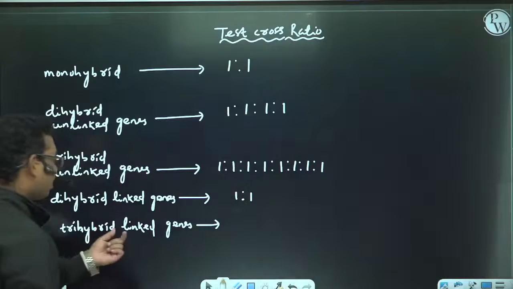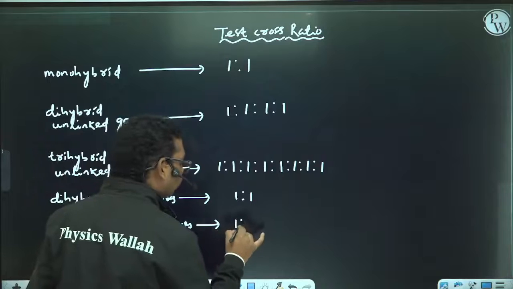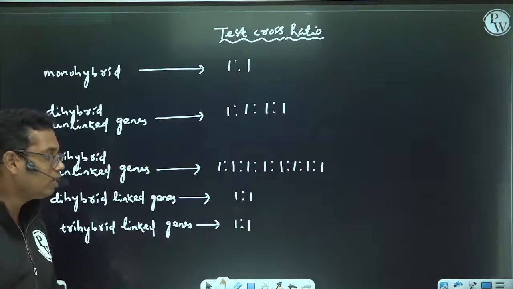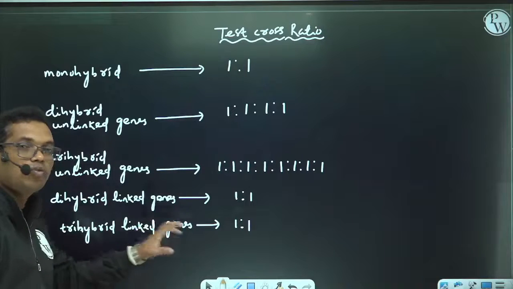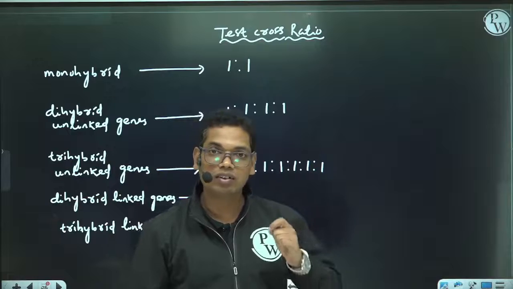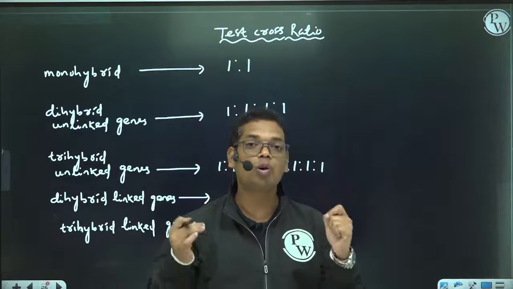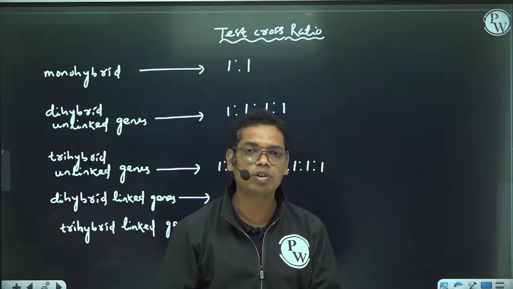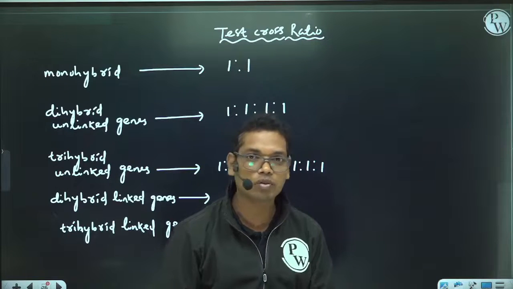And if the genes are linked, then the ratio will be 1:1. So whatever number of genes you take, if the genes are linked, then the ratio will be 1:1. And remember one thing, one dihybrid cross means 2 monohybrid crosses. One trihybrid cross will be 3 monohybrid crosses. Clear?